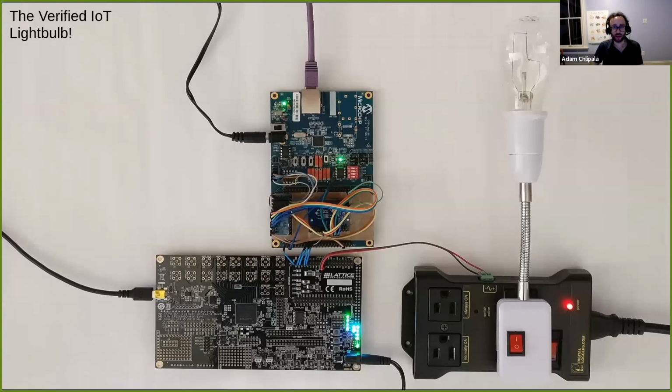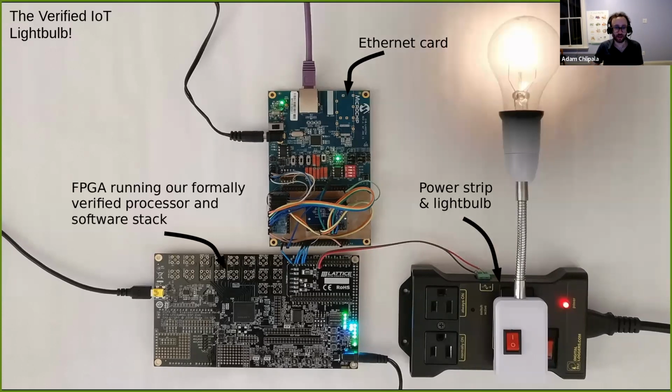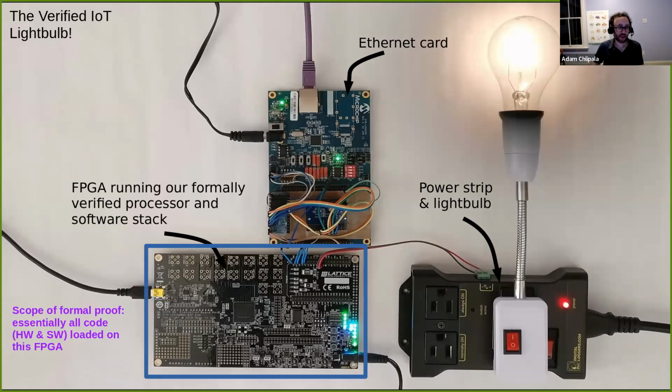This is the verified Internet of Things light bulb. Here's an Ethernet card. Here's a power strip with a light bulb connected to it. And here's an FPGA connected to those two, running our formally verified processor and software stack. So when the right packet arrives over the Ethernet card, surprise, the light bulb turns on. And our theorem basically covers everything digital that's loaded onto the FPGA, hardware and software, with a unified theorem of functional correctness.